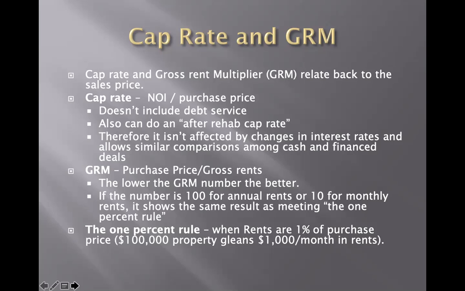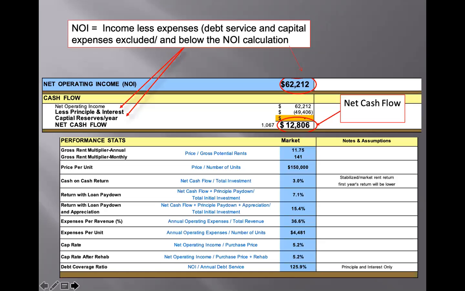Now with the gross rent multiplier, the lower the number, the better. When you take the purchase price and divide it by the gross rents, if that number were to be 100 for annual rents, or 10 for monthly rents, it's going to be the same as hitting the 1% rule, if that's a formula you've heard of. Some people use that one where they look at the purchase price, and if the rents are 1% of the purchase price, then move on and evaluate the deal. So for the 1% rule, a $100,000 property would generate $1,000 a month in rents, and that's pretty hard to find in our market these days.